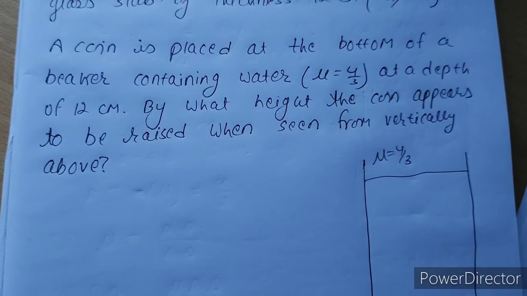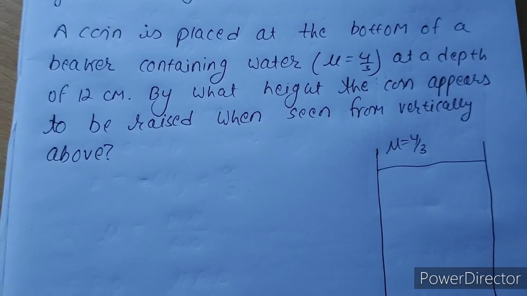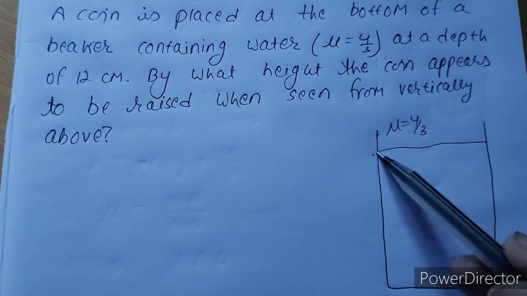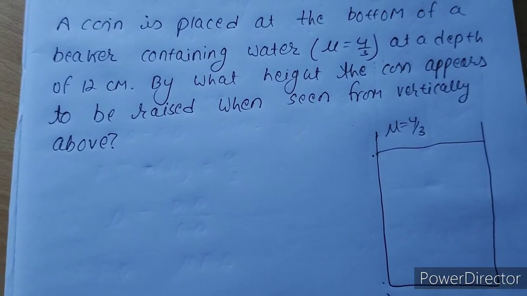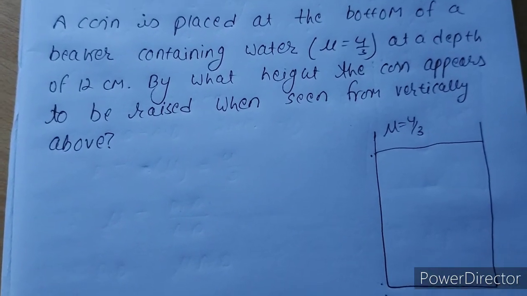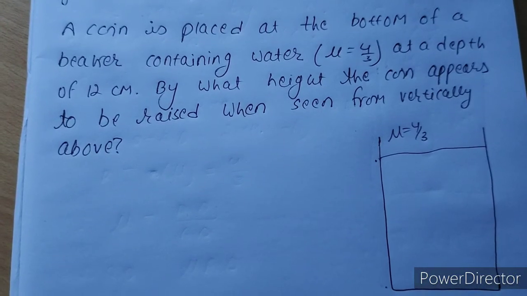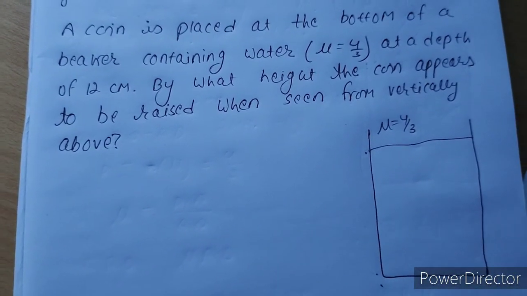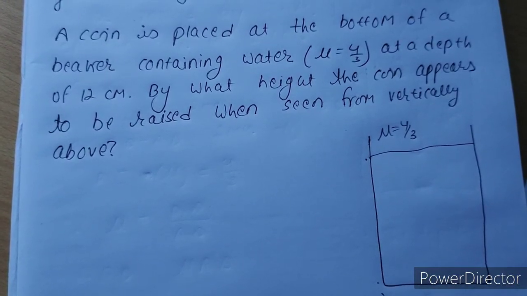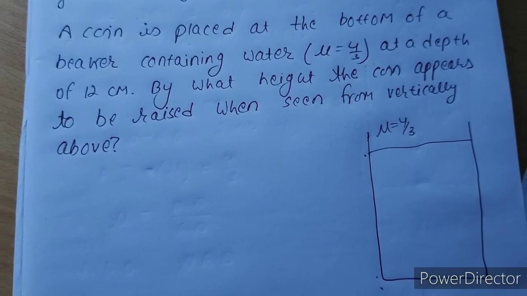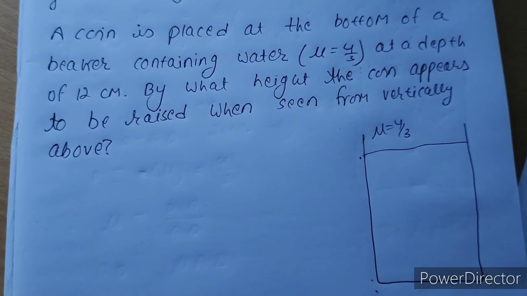One thing which I would like to tell you is, remember, thickness is always same as real depth. The thickness from here to here is same as the real depth, so keep this in mind. There might be some question in which they say the thickness of the slab is something; when they say thickness it means real depth. If this was a glass slab, the thickness would have been 12 centimeter.